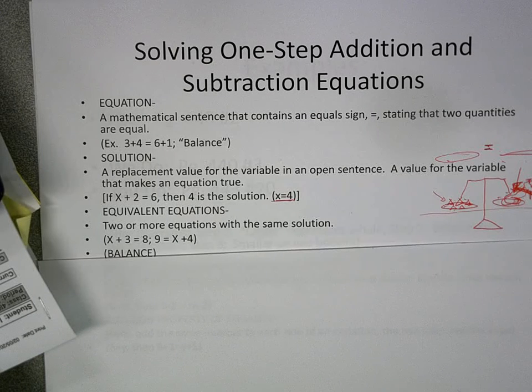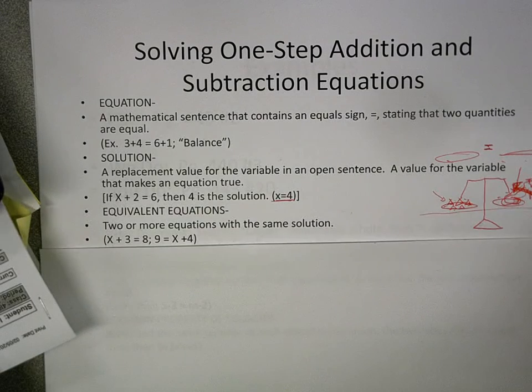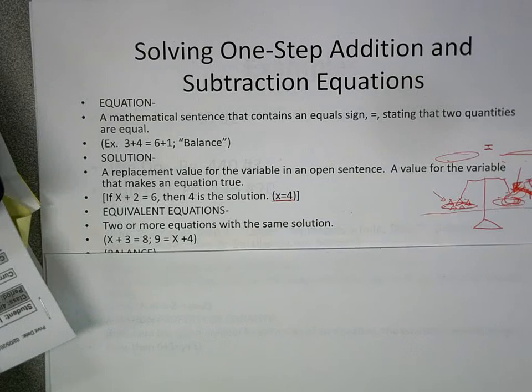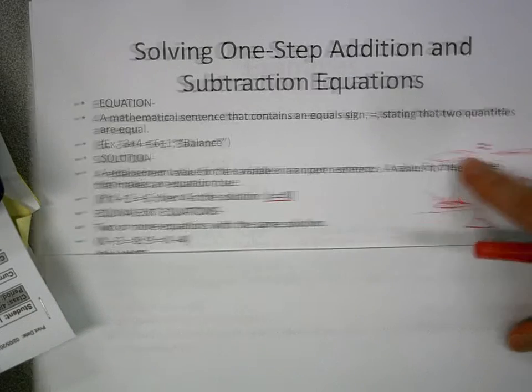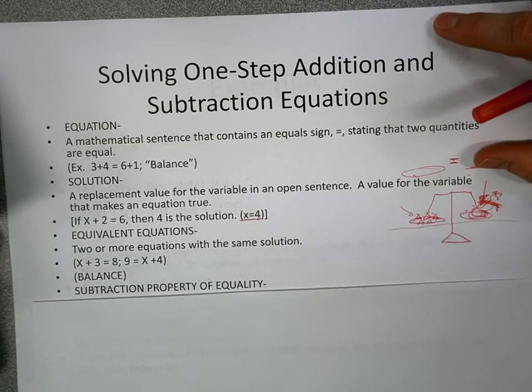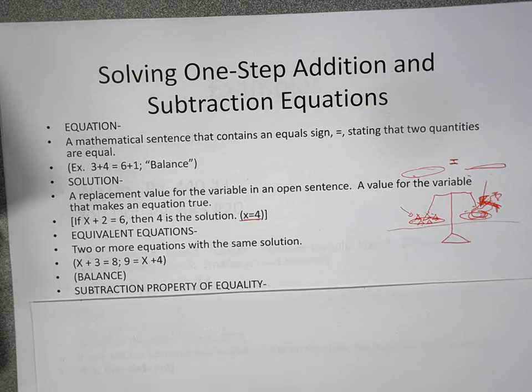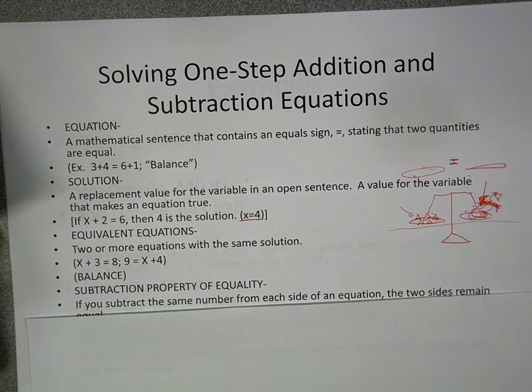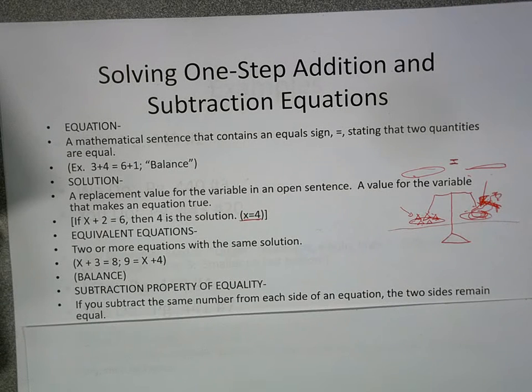All right, let's go ahead and have a seat. I'll relate this a little more to our notes here. Our next phrase is subtraction property of equality. Everyone, subtraction property of equality. Here's what it says: if you subtract the same number from each side of an equation, the two sides remain equal. That's what we just said, right?